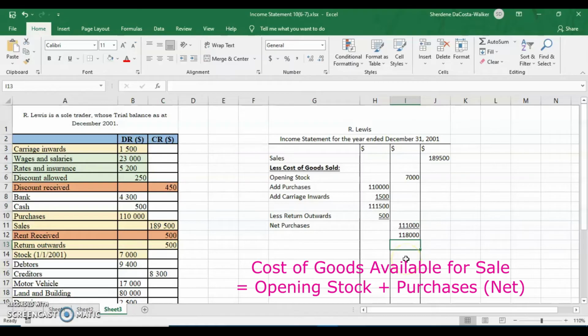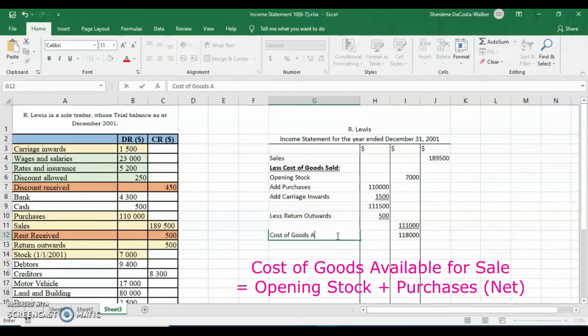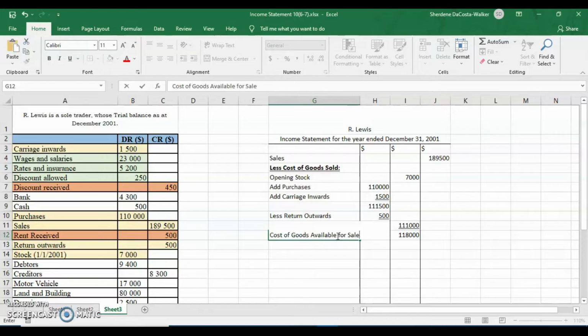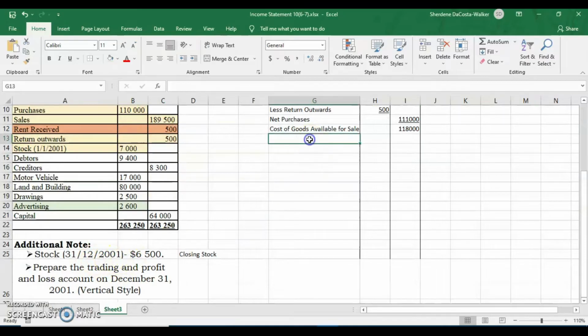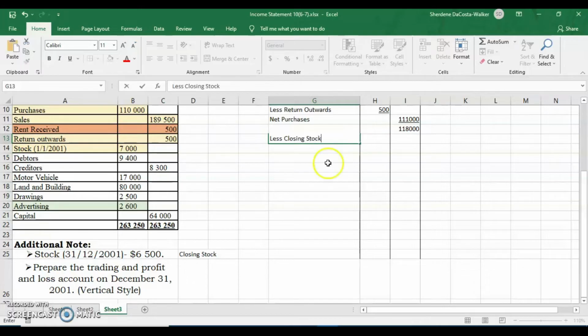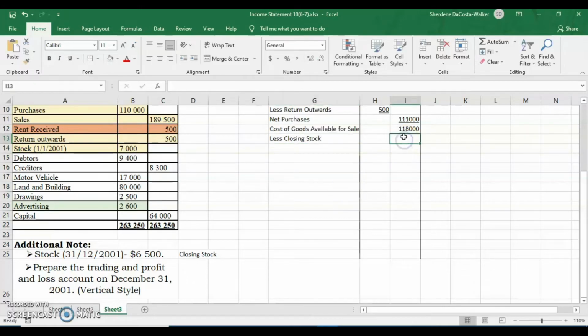And you get $118,000. All right, so this is called our cost of goods available for sales. So we have that figure. The next thing is that we have this available for sale, but we did not sell all of it to get this fund. We actually sell a portion of it because we have closing stock remaining. So what we're going to do here is less our closing stock figure. Now when you less your closing stock figure, you put it immediately below the cost of goods available for sale.